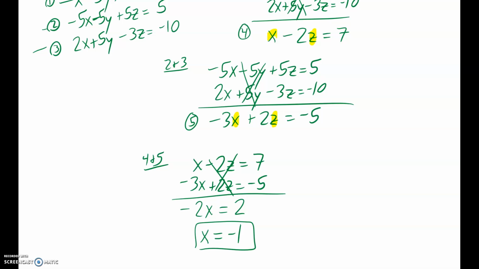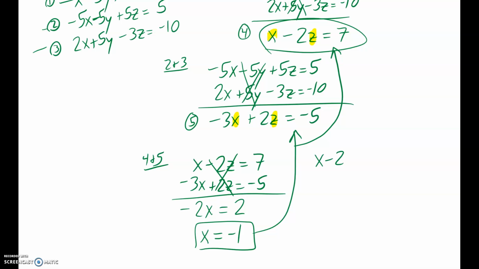Now you just work your way back up. You can take this into either one of these two equations. It does not matter which one. I'm going to go with the easier of the two, and I'm actually going to choose number 4. So if I go into equation 4, we know that this is true, right? X minus 2z equals 7. But instead of x, I'm going to write negative 1. And then now you can solve for z. Add 1 over, you get negative 2z equals 8. And you get z equals negative 4.